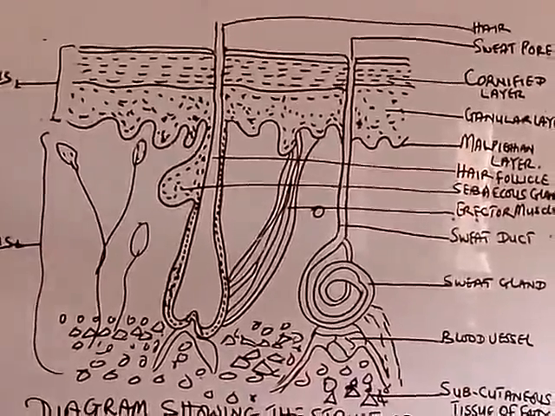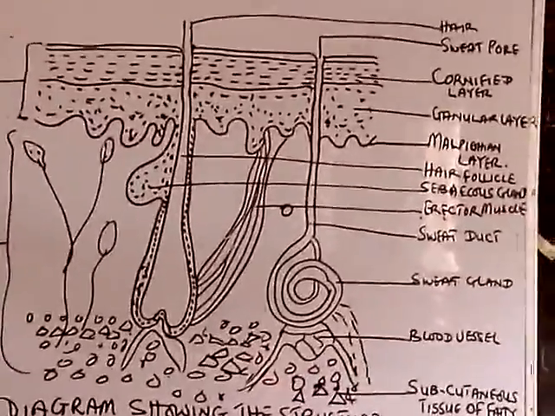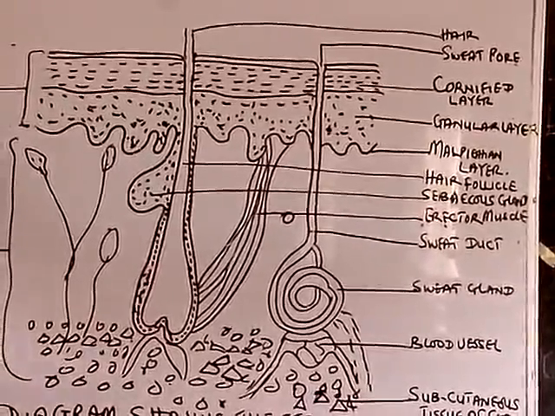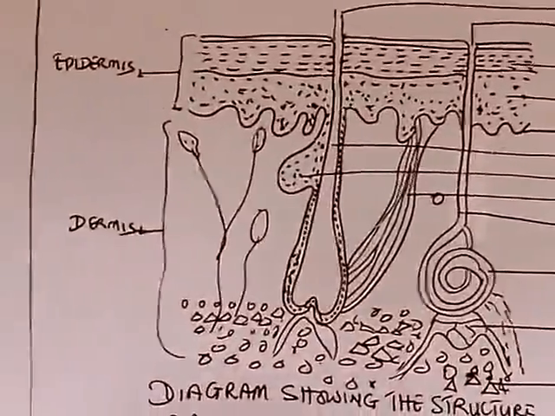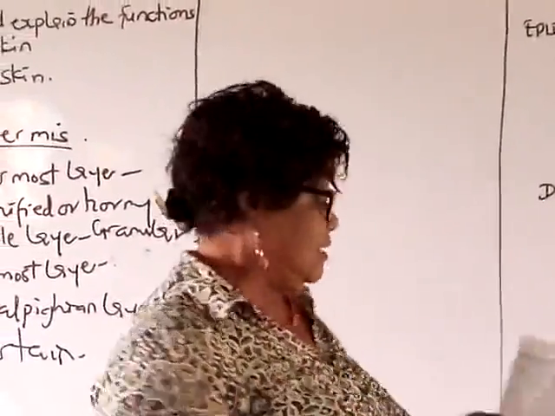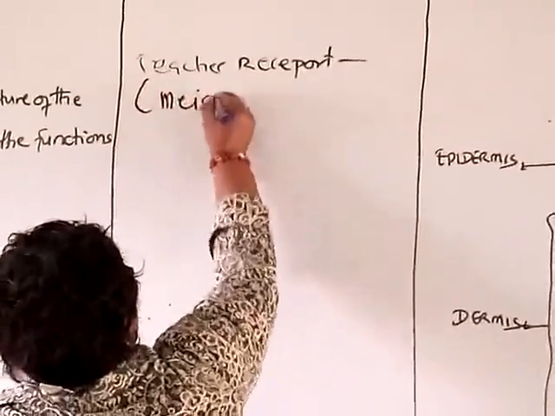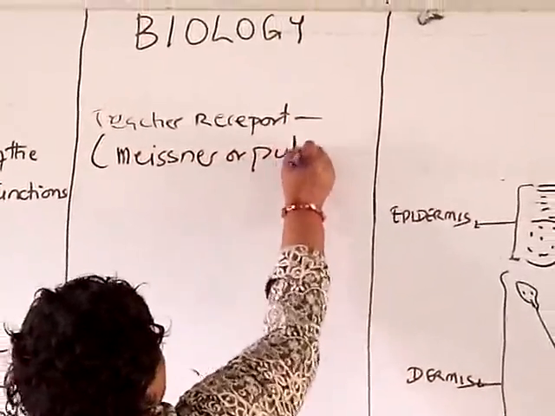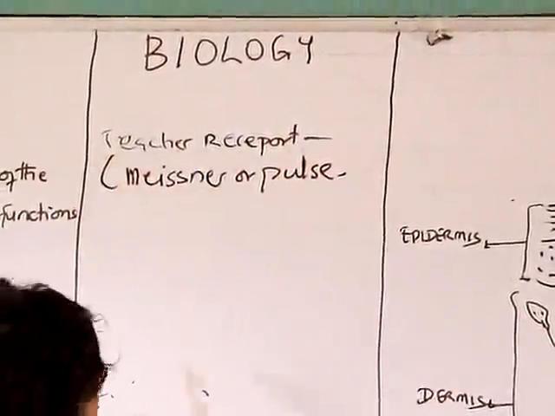Meissner's receptors. I know you might be saying, is it because she's a teacher that she's calling it teacher's receptor? It's not me that is calling it teacher's receptor, that is the name. But for you to understand it easier and to remember it, we'll call it Meissner's corpuscle, or pulse. At least you can remember this pulse. If you cannot remember this, you can remember teacher's receptors.